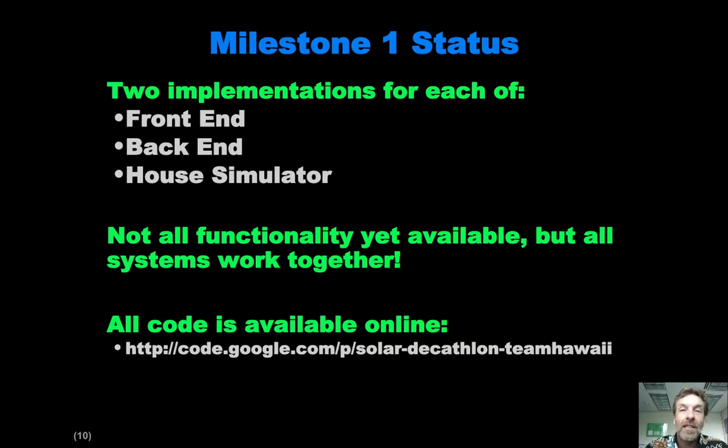So as of Milestone 1, what we've done is we've implemented the front end, back end, and house simulator not once but twice. We divided the students into 6 groups, and we had 2 groups each implement a front end, 2 groups each implement a back end, and 2 groups each implement a house simulator.